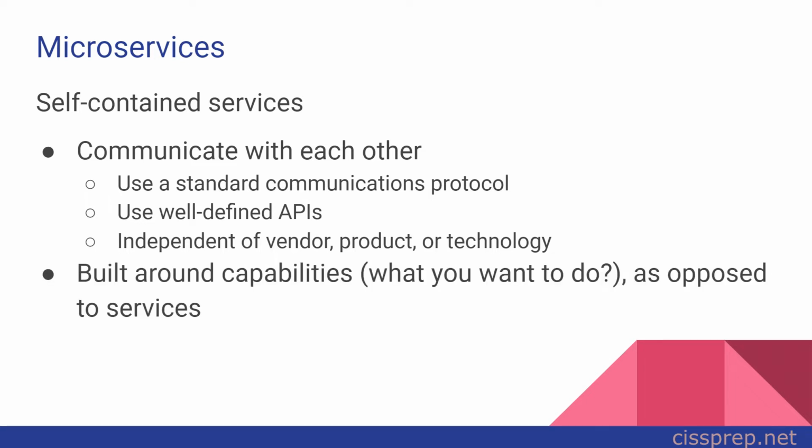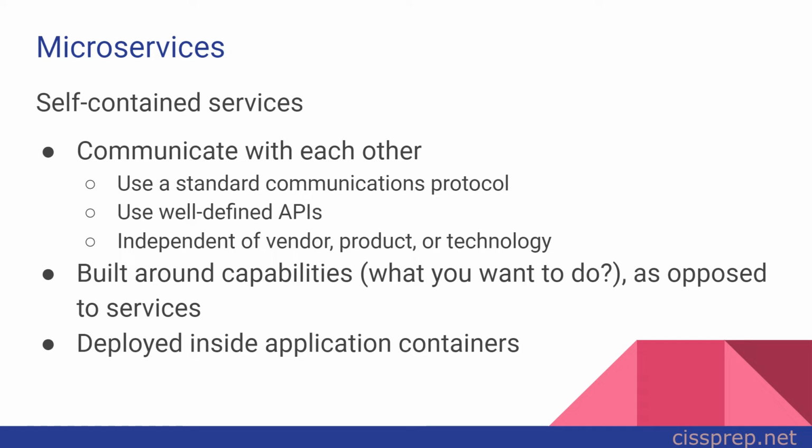For example, if you wanted to build a mobile phone application that connected drivers and people who need a ride, and then collect a fee from the rider in order to pay the driver, you might look into what microservices can be gathered to create that application. And basically that's what Uber is. And microservices are deployed inside application containers.